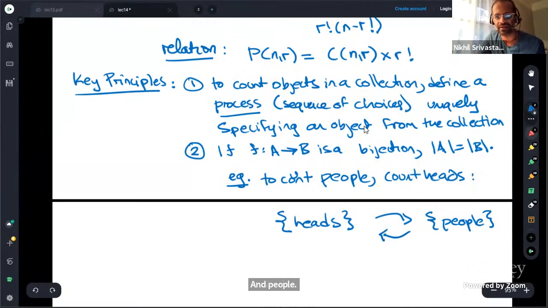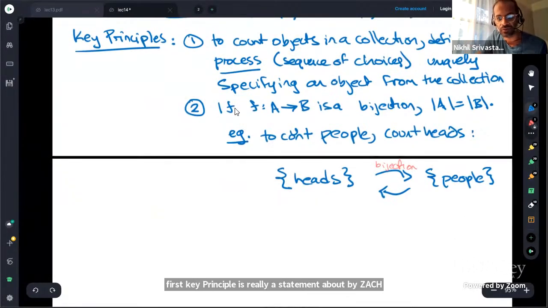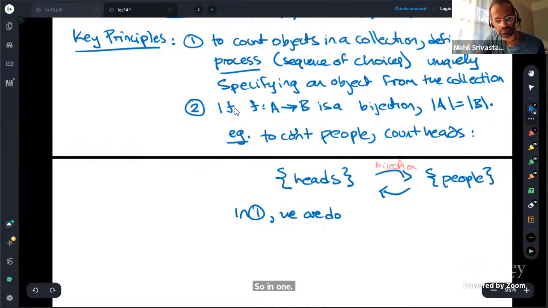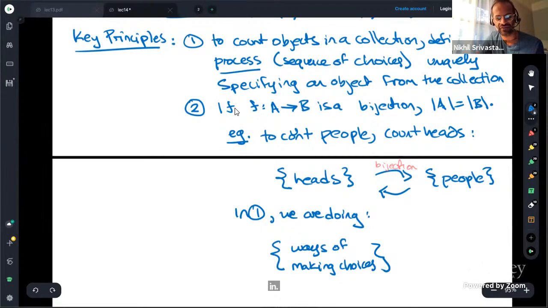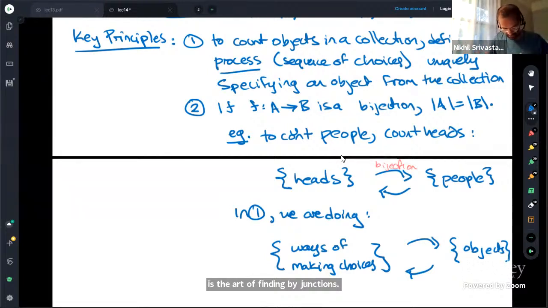So implicitly there's a bijection between heads and people. And I can put 2 arrows to indicate that this is a bijection, to say that this is invertible. And really, even the first key principle is really a statement about bijections, because what we've been doing implicitly is setting up a bijection between ways of making choices in this process for specifying an object and the objects in the collection. And again, this is a bijection. So this is really the most important thing about counting. You could even say counting is the art of finding bijections between a complicated set of objects and a simple set of objects. So that's a recap of what we did last time. Any comments or questions on that?